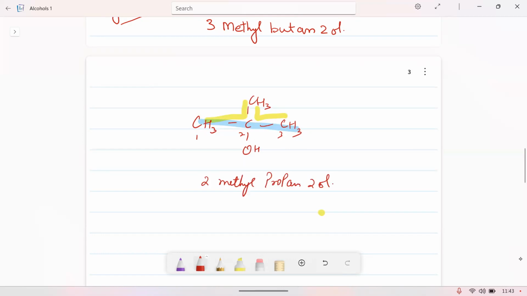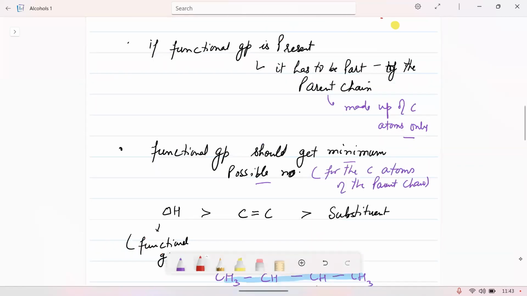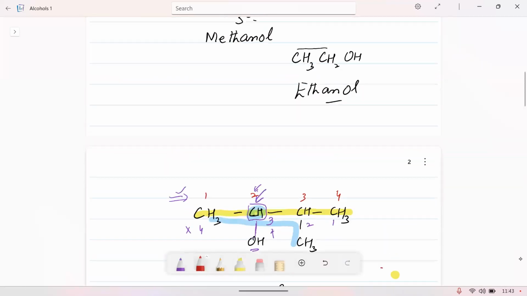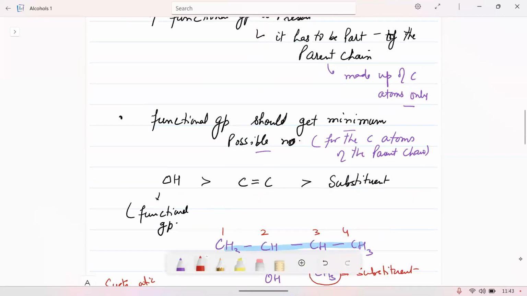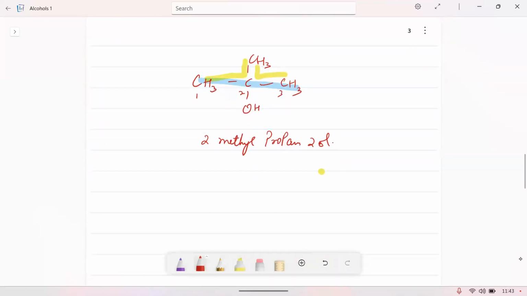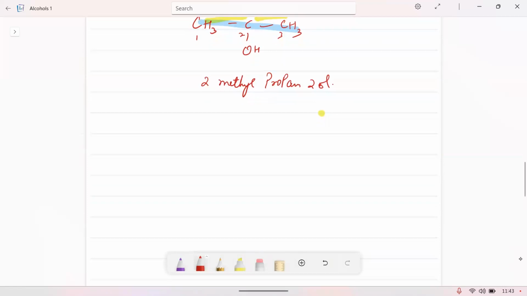So if it is the first position, you don't need to write it down. Like for example, when we were talking about this place, this is the first position, 1, 2. So you don't need to write that. If you write it, it is not wrong, it won't be considered as wrong. Like if you write it as ethan-1-ol, it is okay. But when it is the first position, there is no need to write. Otherwise, you will have to write down the position. Now, naming is done.